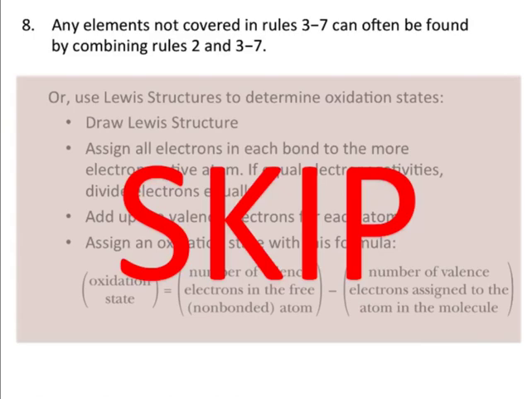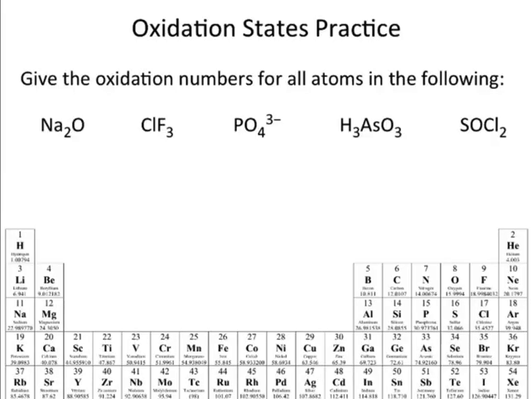Likely your chemistry professor, if it's not myself, is not going to skip this. And your textbook has a good description of how this works. And it's a good refresher on Lewis structures. Okay, so let's try this. Let's do some practice. Give the oxidation state, or number, same thing, for all atoms in the following.